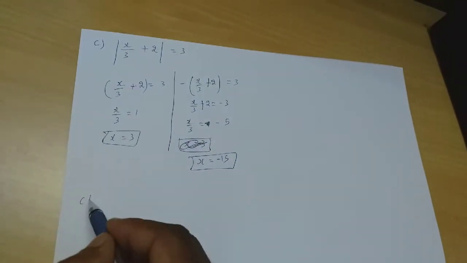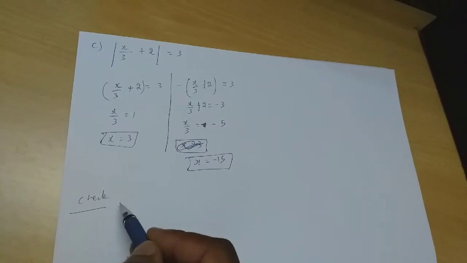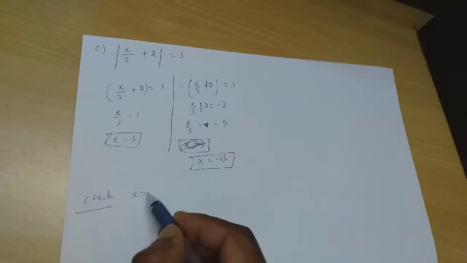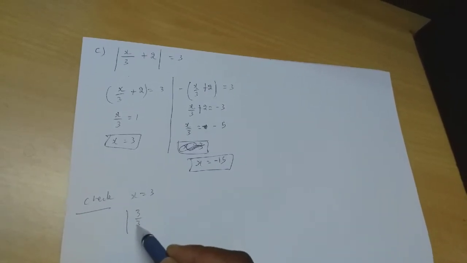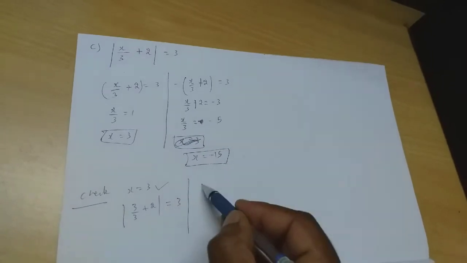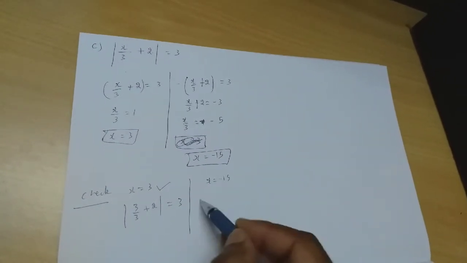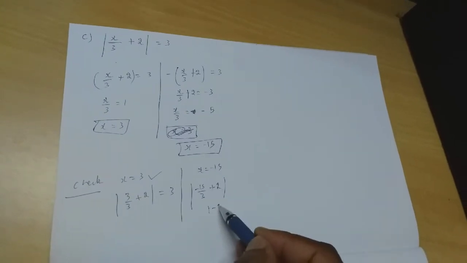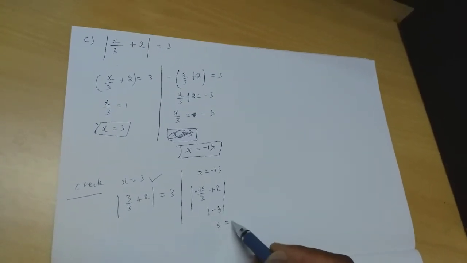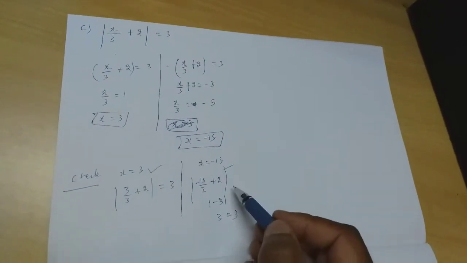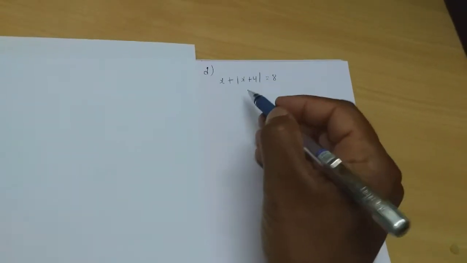Now check. If x equal to 3, place it in this. How much will I get? 3 by 3 plus 2, which is 3. So it's correct. If x equal to minus 15, then again minus 15 by 3 plus 2, mod of minus 3, which will be 3 equal to 3. So this is also correct. So both the values of x are correct. Now look at next sum.